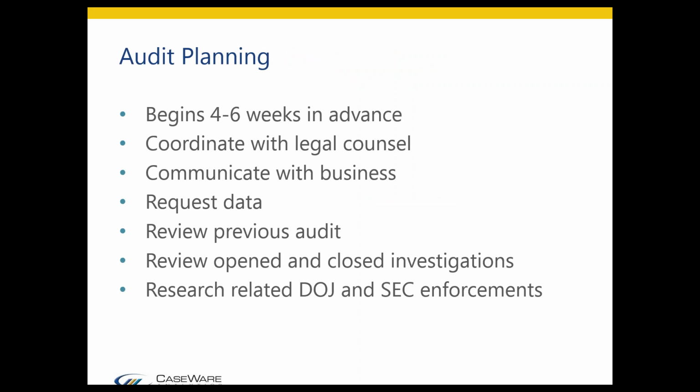All right, so the next thing we want to talk about for a few minutes is audit planning. We begin our audits 4 to 6 weeks in advance so that we can coordinate with our local region and geomarket council. We can communicate with the leader of that geomarket or country to let them know we're going. We begin to request data. We review any type of previous audit reports that we have. It's typical of any type of internal audit planning. We review open and closed internal investigations, and we research current DOJ, SEC, UK Bribery Act enforcements, and we use the Sherman Sterling site for that.